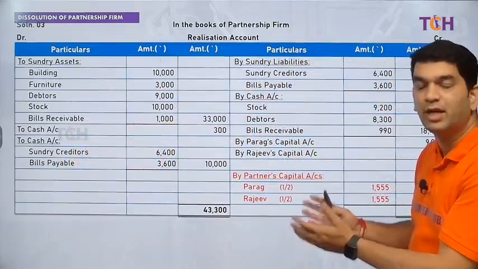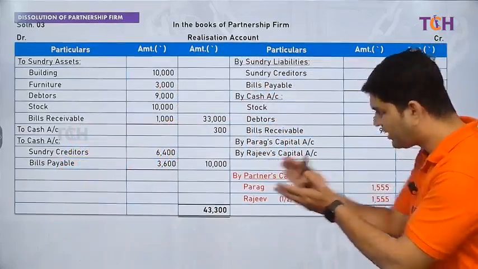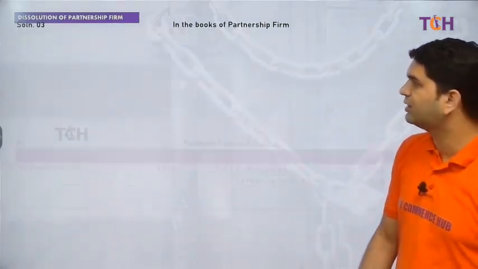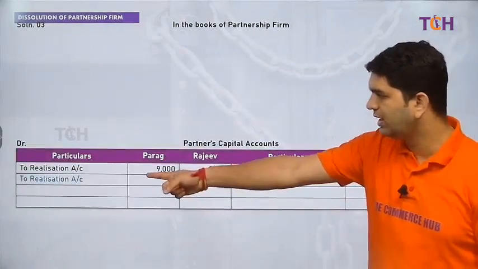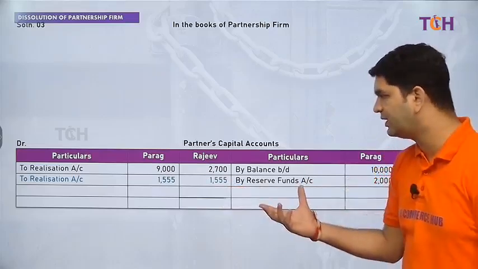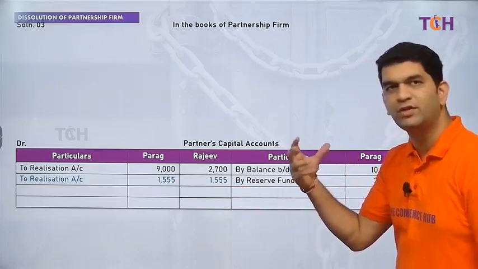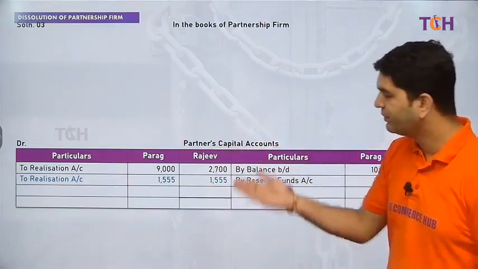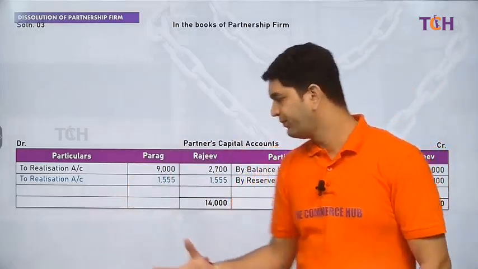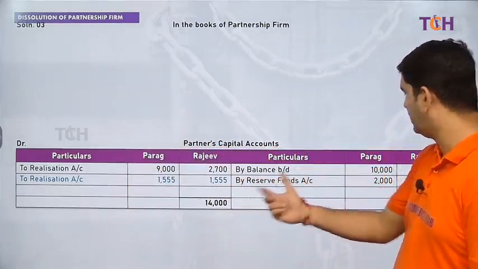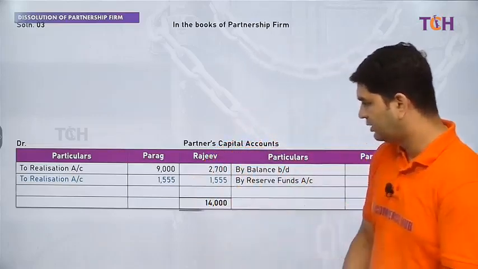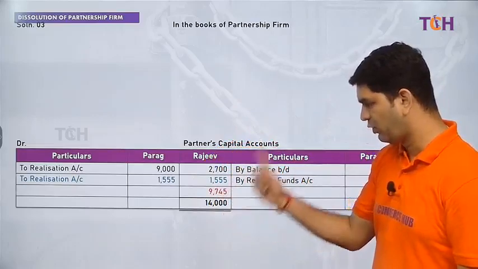This is your realization account. Now whatever is the balance, we will be transferring it to capital. So capital account on opposite side, we should transfer this realization loss. So to realization account, same amount, 1,555, 1,555. Now what we should do is, we should close capital account. So capital account, by closing it, whatever difference would be transferred to cash account. So here we go. For Rajiv, the total on credit side is 14,000. We will deduct the debit total from it. So the balance we'll get is 9,745.